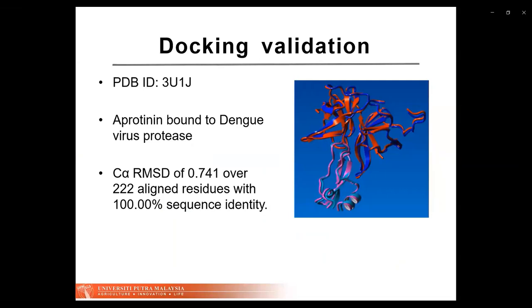Due to the absence of co-crystallized ligands in the crystal structures of dengue virus serotype 2 NS2B-NS3, PDB 3U1J, the crystal structure of dengue virus serotype 3's protease bound to a protein, was chosen for docking validation. This validation is important in order to ensure the validity of docking. The RMSD of C-alpha had a value of 0.741 over 222 aligned residues with 100% sequence identity, showing HADDOCK to be good at protein-peptide docking for dengue NS2B-NS3.